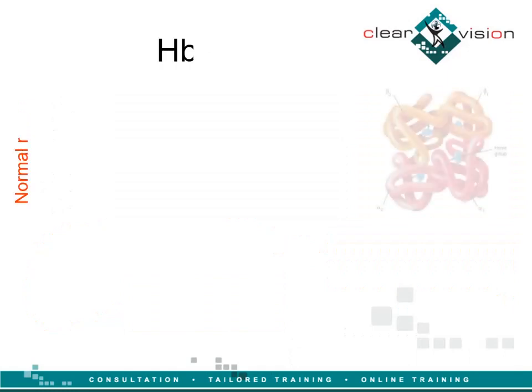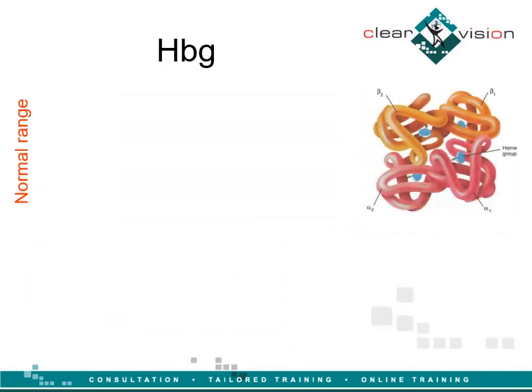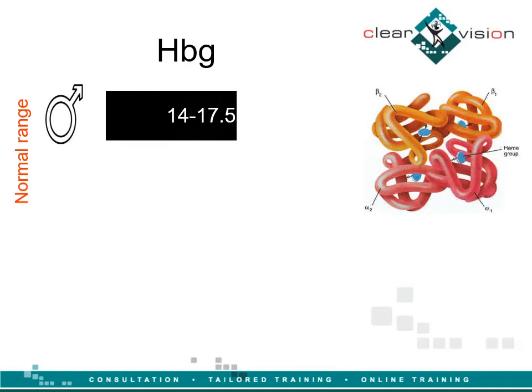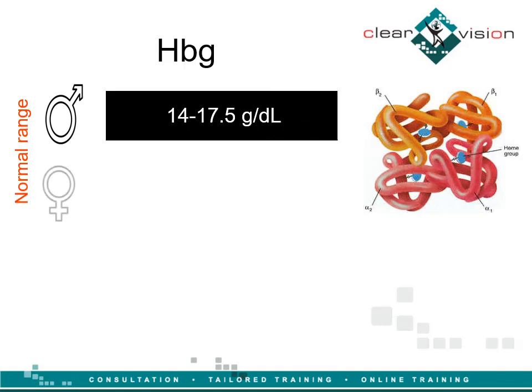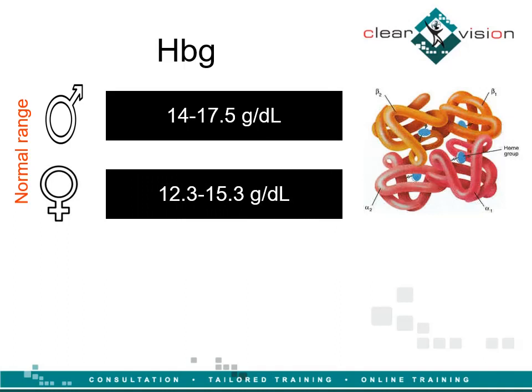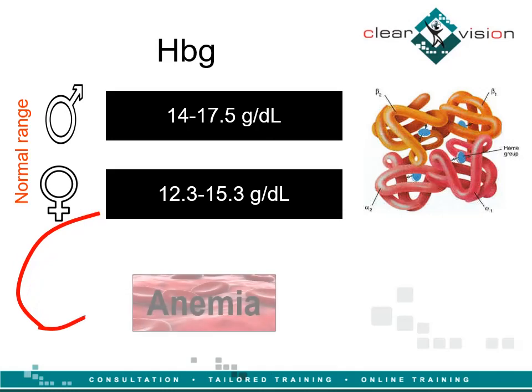Hemoglobin is a substance available in red blood cells. The normal range for males is between 14 to 17.5 gram per deciliter, and for females between 12.3 to 15.3 gram per deciliter. Hemoglobin is decreased in anemic patients.